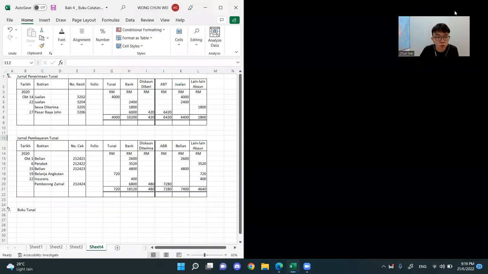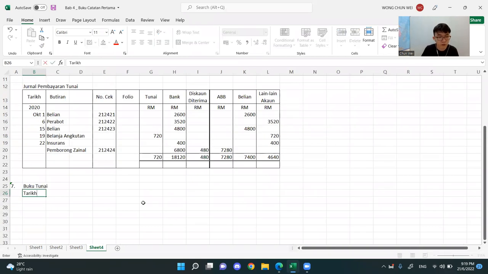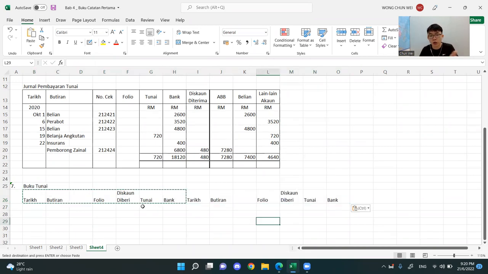So here you make a buku tunai format. The format will be: tarik, butiran, folio, tunai, bank and discount. Discount first, right? So it'll be discount diterima, memberi. Then your tunai, tunai first and then bank. So same thing here. Now let's draw out this thing together first.